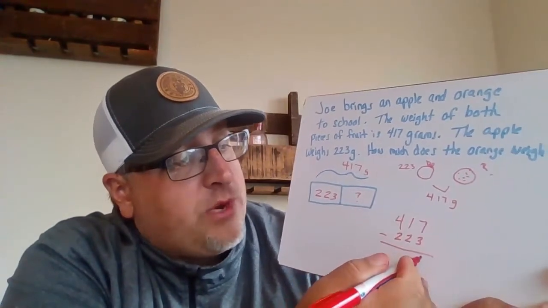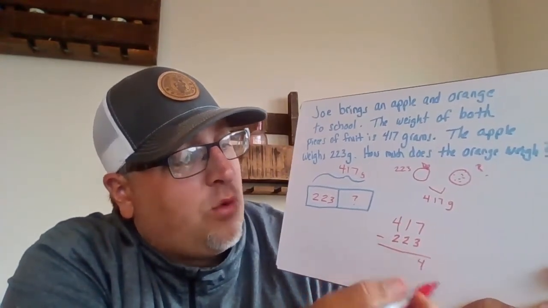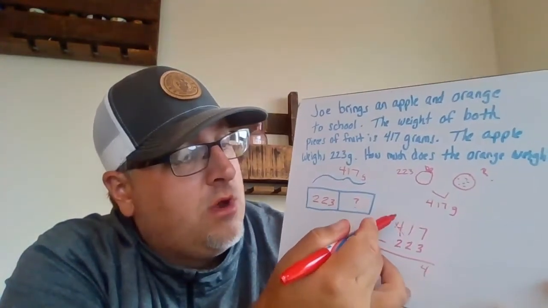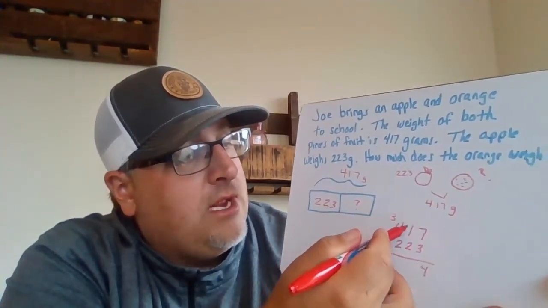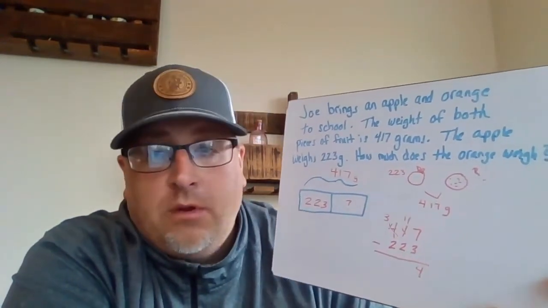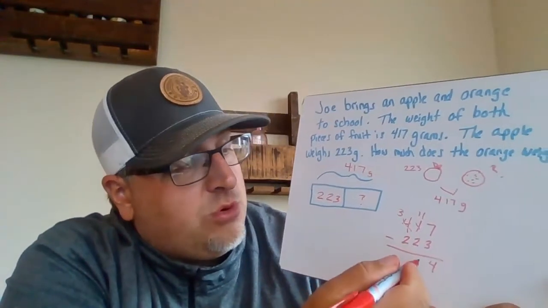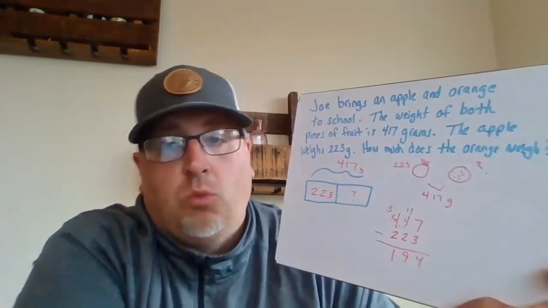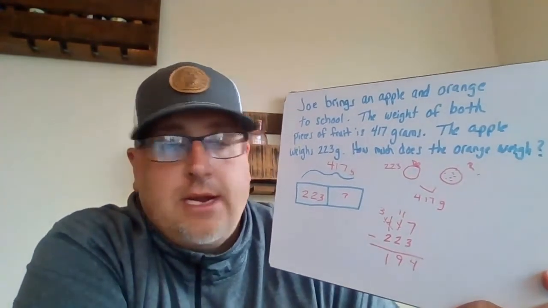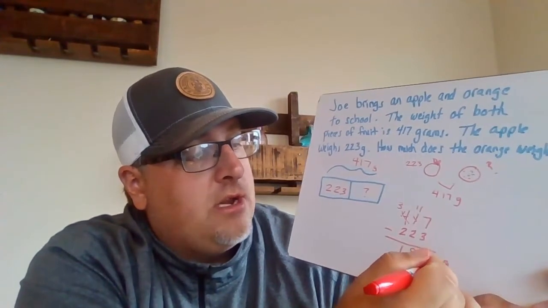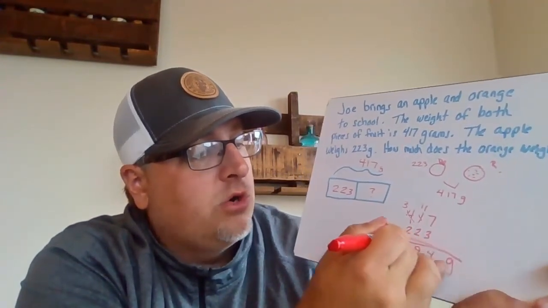So 7 minus 3, we can do that one, is 4. We can't subtract 2 from 1 here, so we're going to come over here. We're going to borrow. That 4 is going to become 3. And that 10, we're going to add 10 to that. That is going to become 11. 11 minus 2 gives us 9. And then 3 minus 2 gives us 1. All right? So our orange weighed 194 grams.